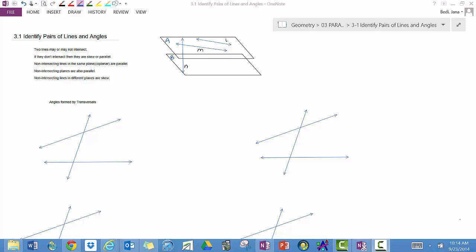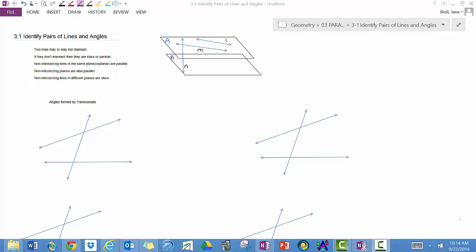Previously, you have identified angles that are formed by two intersecting lines, and they're called vertical angles or linear pairs. Now we're going to take the instance when you have three intersecting lines, and you will identify the kind of angles that are formed when two lines are intersected by a third line, and that third line is called a transversal.